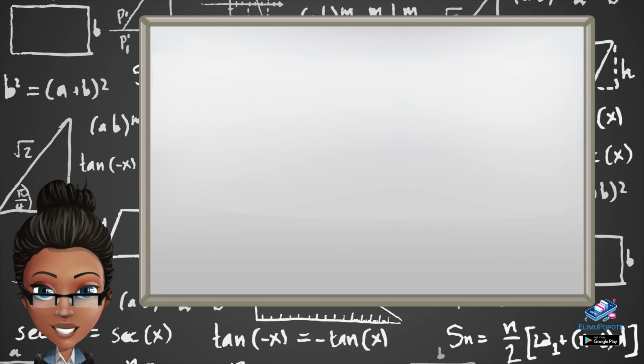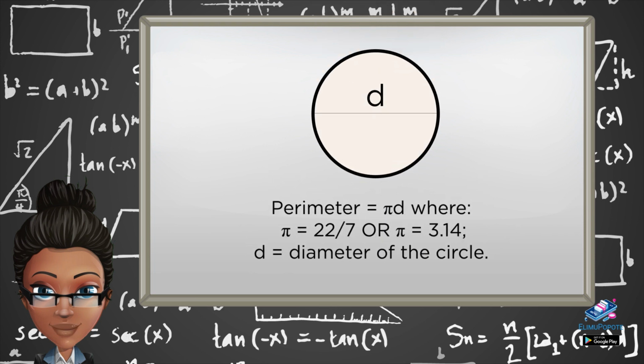To find the perimeter of a circle, we use the formula perimeter equals pi d, where pi equals 22/7, or pi equals 3.14, d equals diameter of the circle.